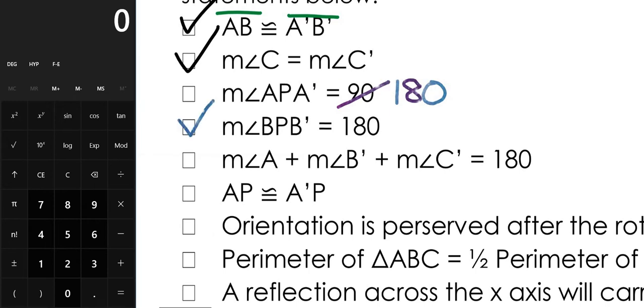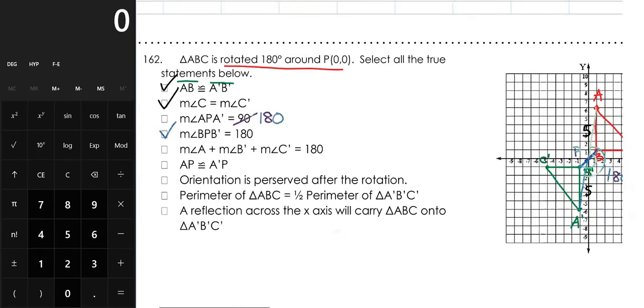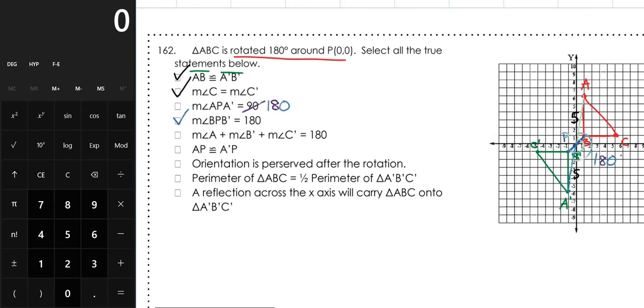Next one. Zoom out a little bit so I could see my graph and my choices.